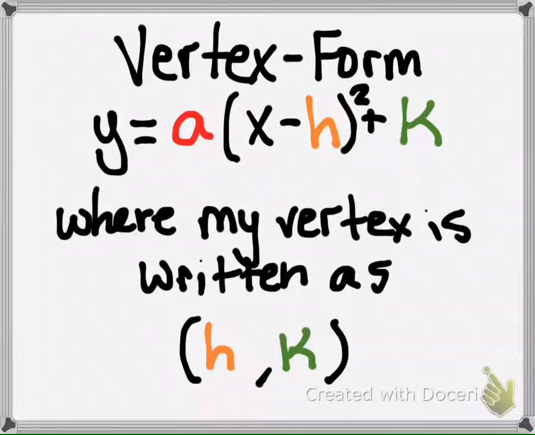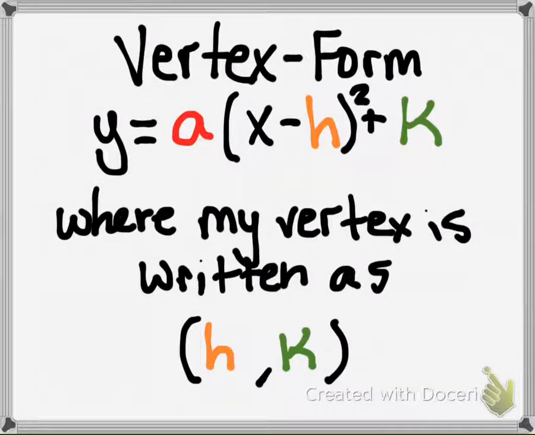We can write vertex form as y equals a times (x minus h) squared plus k, where my vertex is written as (h, k). What's special about vertex form is I can look at the equation itself and determine exactly where my vertex is. This makes equations so much easier to graph because we know the middle point. We know where the graph is going to reflect over.